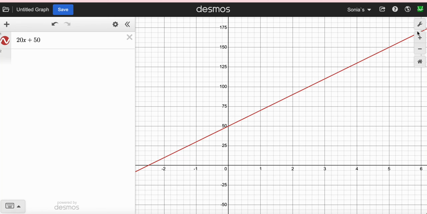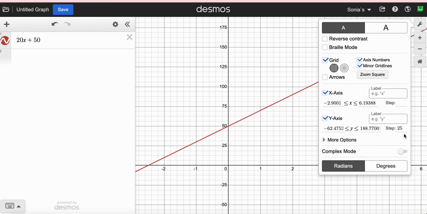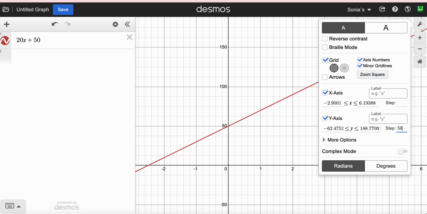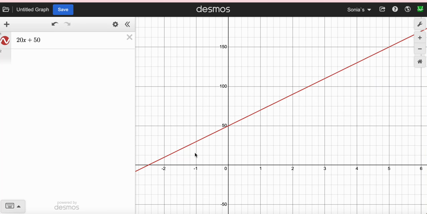But I want to do it with the basic step of 50. Let's see. It's easy to change. We will change it one more time. So step 50. Okay, now it is making much more sense. Everything is in front of us on the paper.